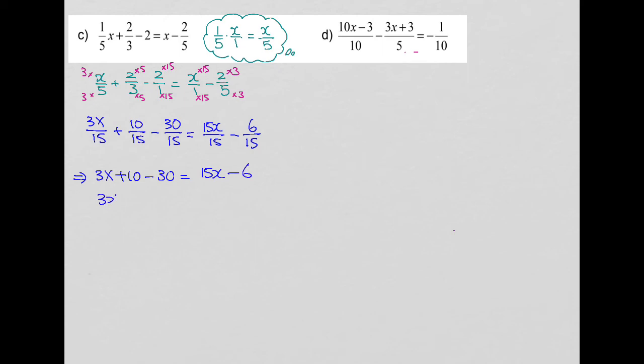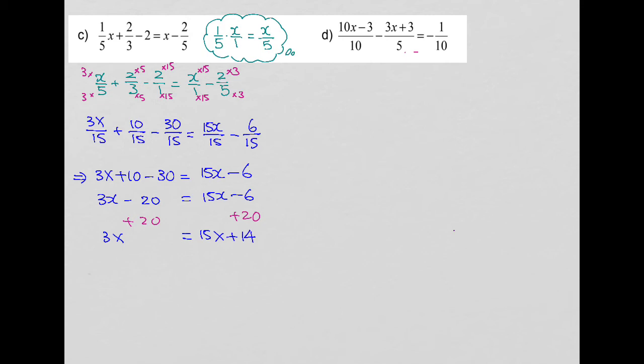So you will have 3x minus 20 equals 15x minus 6. Now, we want to isolate x. When we want to isolate the x, we cannot have any numbers on the left-hand side. So I add 20 on both sides first. So I will get 3x equals 15x plus 14.